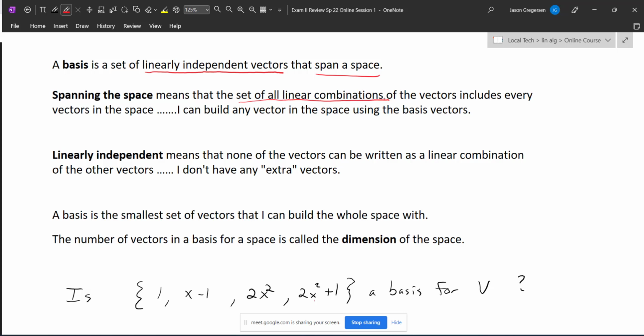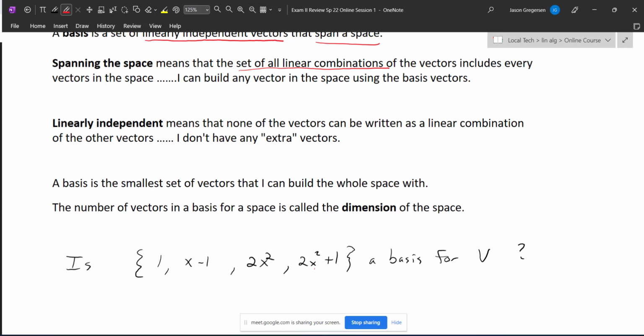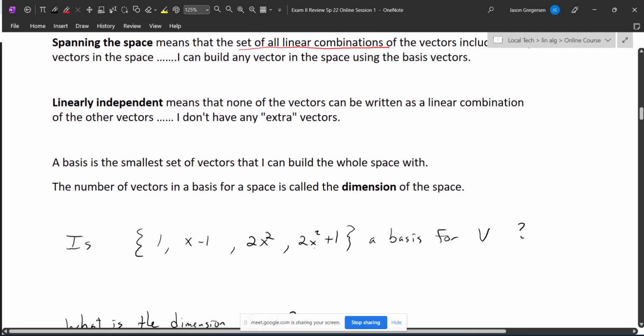They also are required to be linearly independent, which means that none of the vectors can be written as a linear combination of the other vectors. In other words, I don't have any extra vectors. It's the smallest set I can build the whole space with. And then we have the idea of dimension. The number of vectors in the basis is called the dimension of a space. So we have a definition of basis, dimension, and a little sub-vocabulary there.